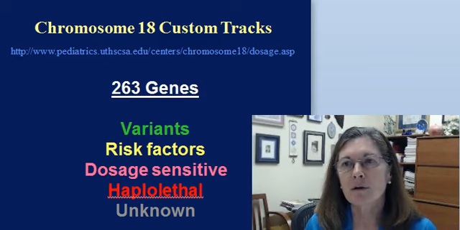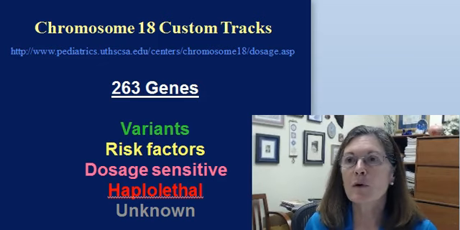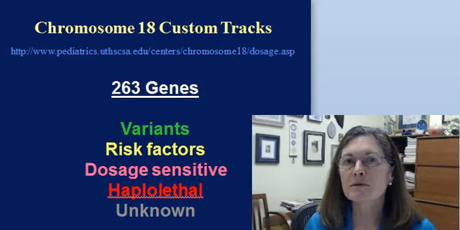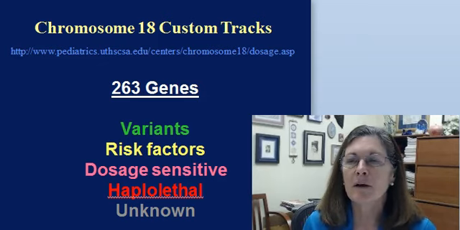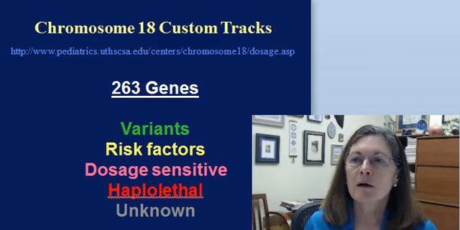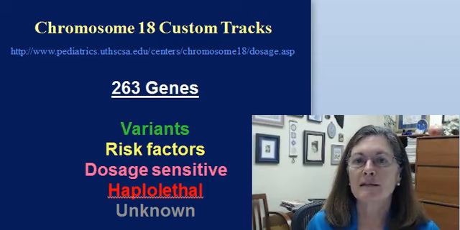Those that are color-coded yellow are considered risk factors. So deletion or duplication of that gene by itself does not cause a phenotype, but it is associated with a phenotype in conjunction with another chromosome change, gene change, environmental exposure, or some other factor in addition to that gene. Then the pink ones are dosage sensitive genes. Red ones we think are haplolethal, and the ones color-coded gray are unknown. We have no idea if they have dosage potential or not. So those, stay tuned.